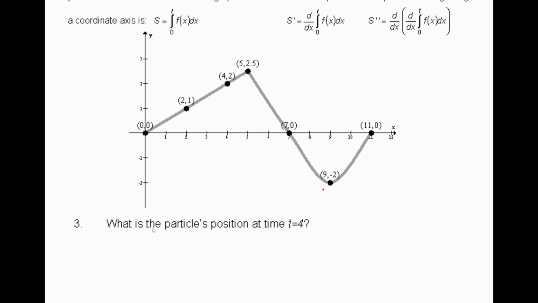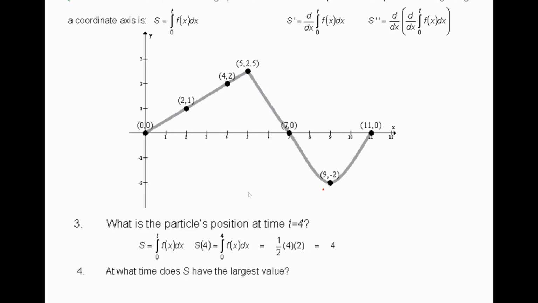What is my particle's position at t equals 4? Now, my position, remember, is the integral of my velocity, or the integral of my graph. So I'm just going to be looking at 1/2 base times height, since I'm forcing a nice triangle in there. And so that's just going to be 1/2 of 4 times 2, which just gets me 4.